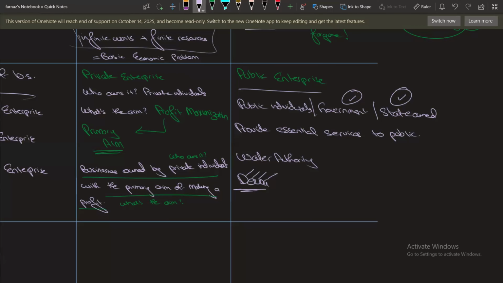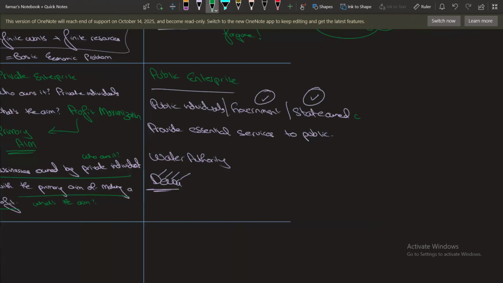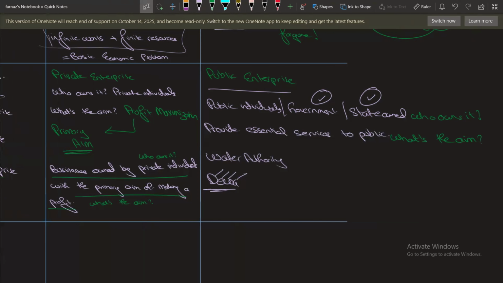So again, just on the basis of two questions, I was able to build my definition. Who owns it and what's the aim, right? Public hospitals, postal services, public transportation, all of this is owned by public enterprise and their primary aim is not profit. However, it's to provide essential services to citizens. You can use the word citizens instead of public here. That is more recommended, right? So the goal is not to make money, it's to serve the public. That's why they're called public enterprises.